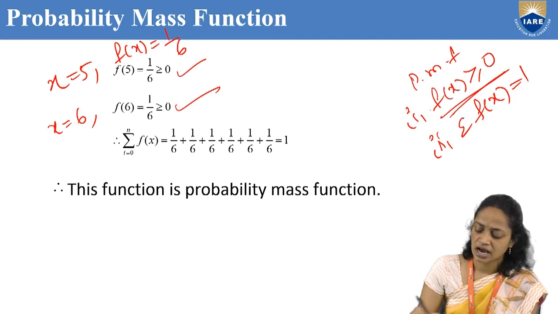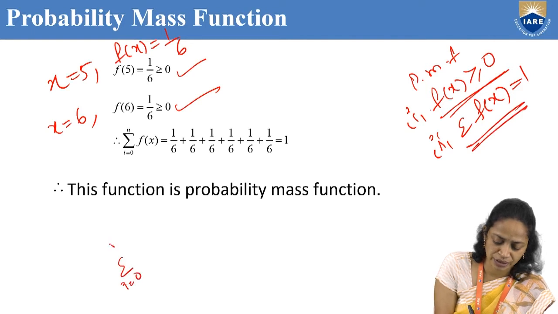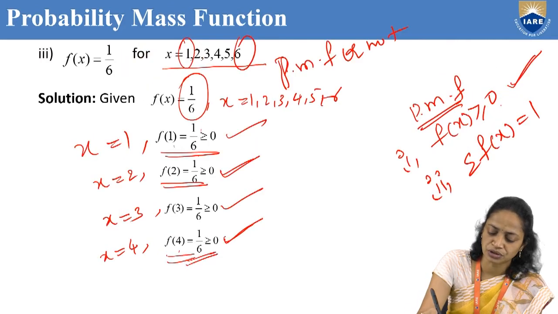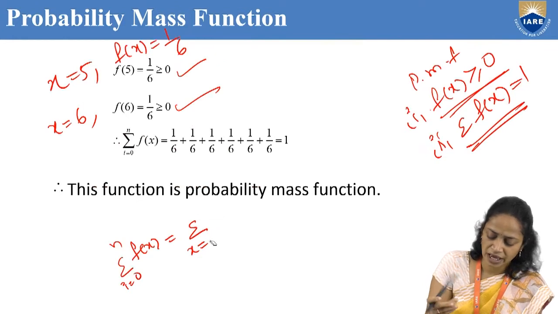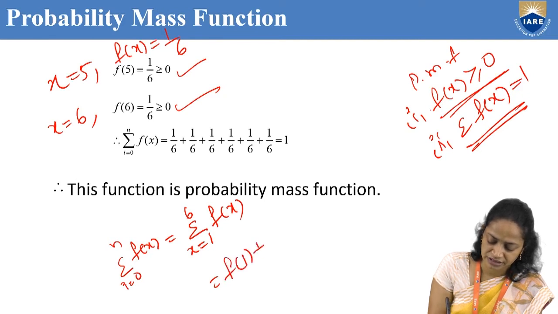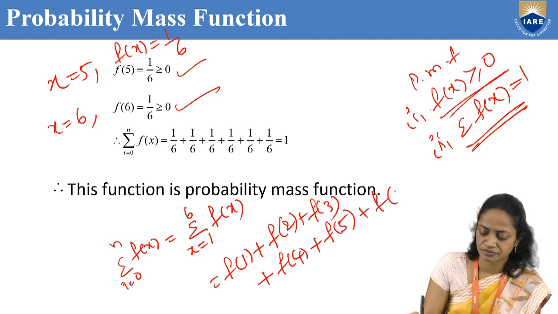Now we are going to check our second condition, summation f of x. That is summation x equal to 1 to 6 of f of x. Sorry, x runs from 1 to 6, right? If I substitute x equal to 1, that is f of 1, plus f of 2, plus f of 3, plus f of 4, plus f of 5, plus f of 6.